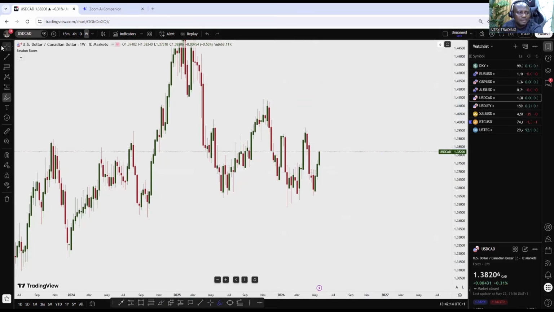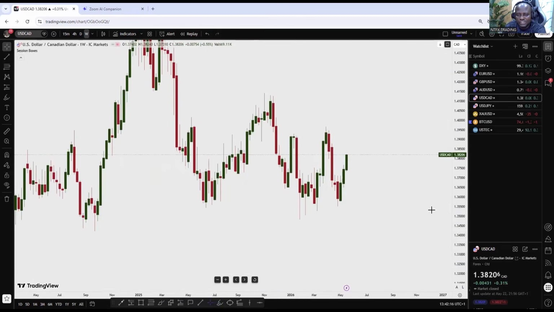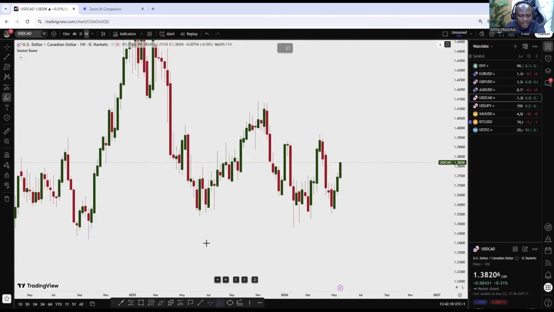But right here, we're having a slight change in structure on the weekly time frame. So you have the down move right here, you have the down move right here, you have another up move. This is a V pattern, all right?